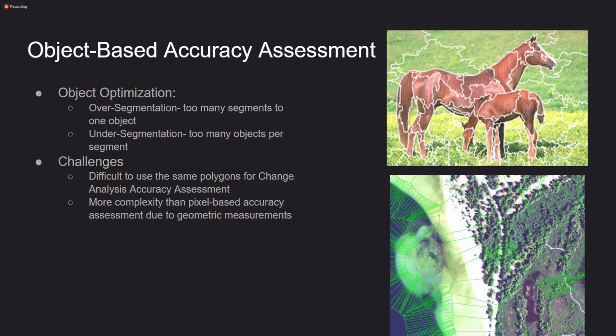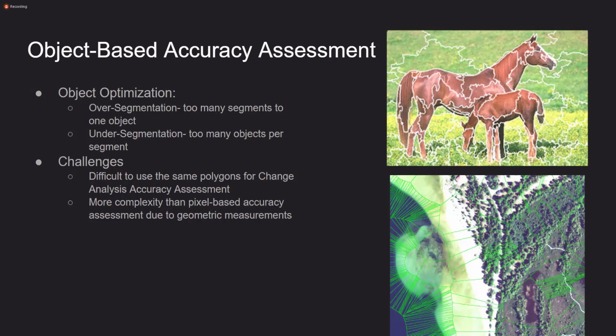So the first thing we want to think about is object optimization. In this first example of the horses, you can see that there are multiple objects per horse. We would call that an over-segmentation. So we split the object into more parts than that object is.